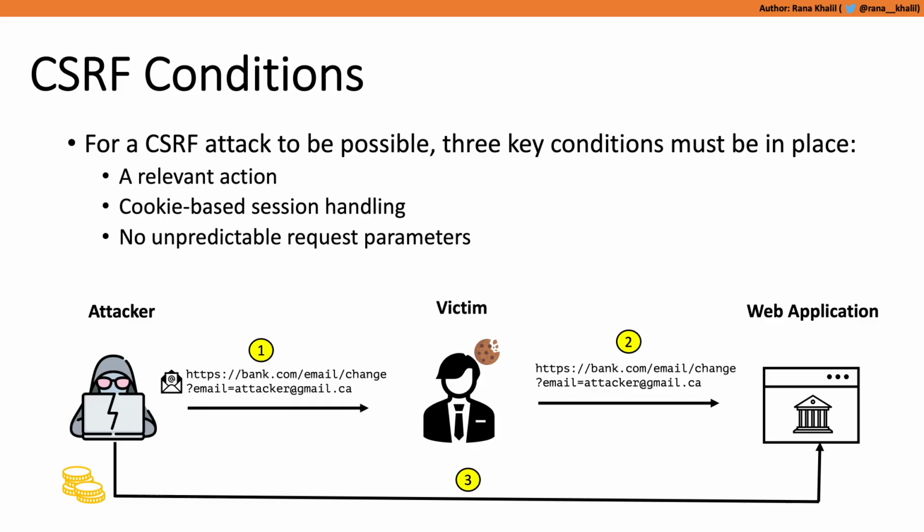So exploiting these functionalities does not have any advantage to the attacker, and it has very minimal effect to the victim. And that's why they don't qualify to be relevant actions, which makes them not vulnerable to CSRF. So you need to be really careful when you're reporting CSRF vulnerabilities that they satisfy these 3 conditions that are listed on the slide.